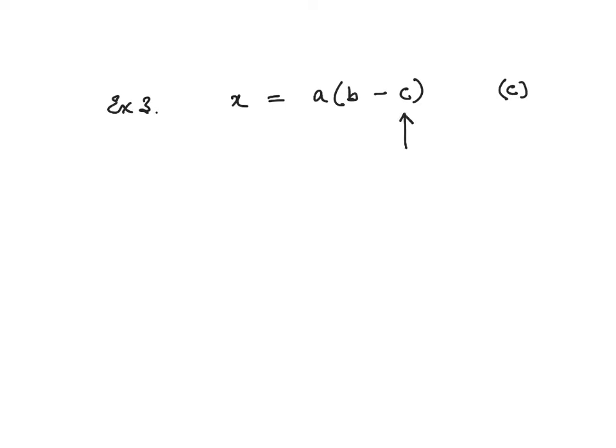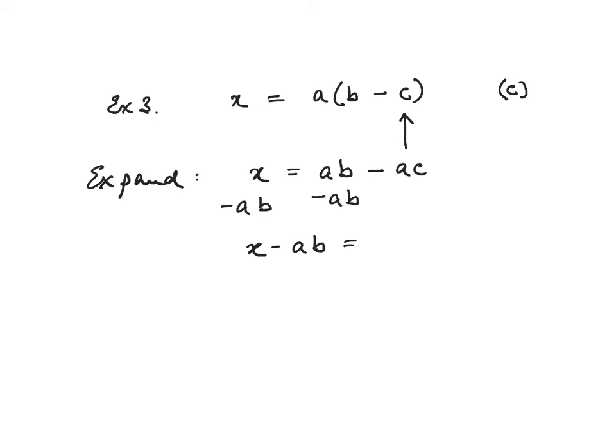Example 3 is similar to example 2. The desired subject is inside the bracket, so we need to expand. And we have X equals ab minus ac. Why don't we subtract ab from both sides? So X minus ab equals minus ac. Now, I'm going to change all signs. Why am I going to do that? Because of this negative here.